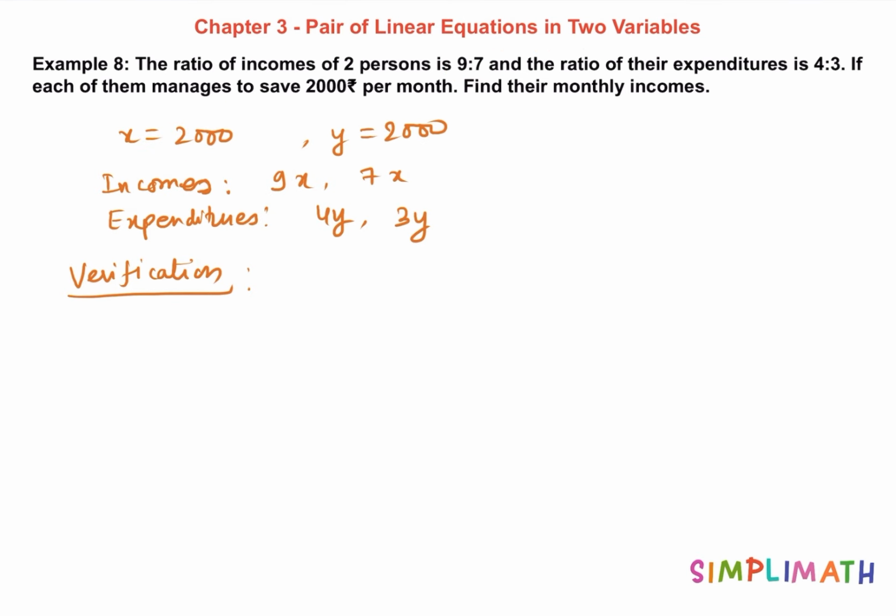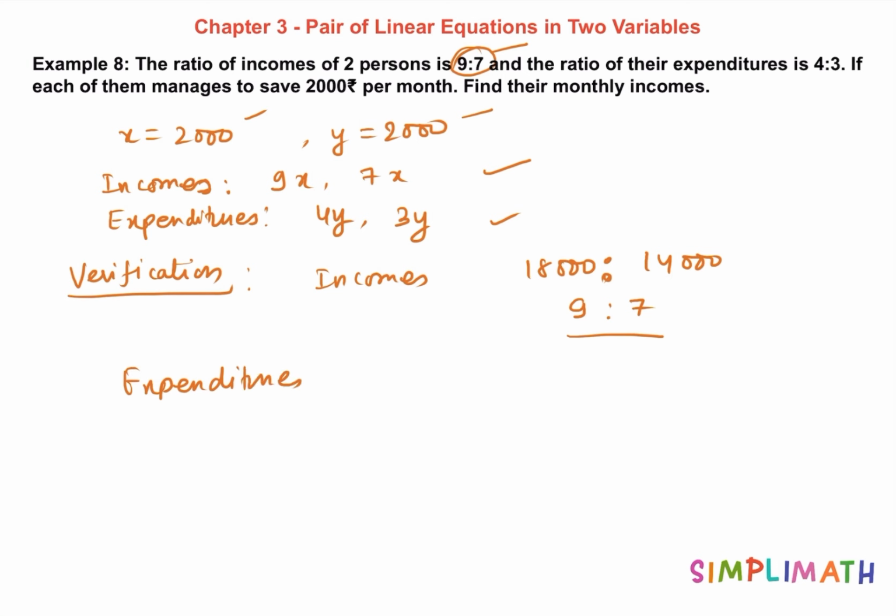Now in case we have to verify the solution, how can we verify? Now these are the incomes, these are the expenditures, and we have already found the value of x and y. So the incomes, we have already found out that the incomes are 18,000 rupees and 14,000 rupees. So if we take the ratio of these two, what do we get? We get 9 is to 7, which we are already given, that the ratio of the incomes is 9 is to 7. Now what are the expenditures?